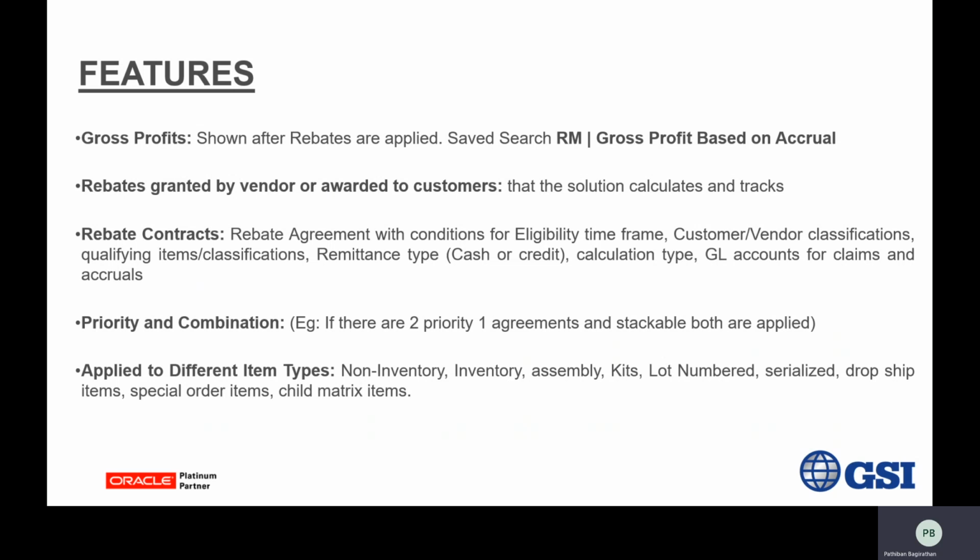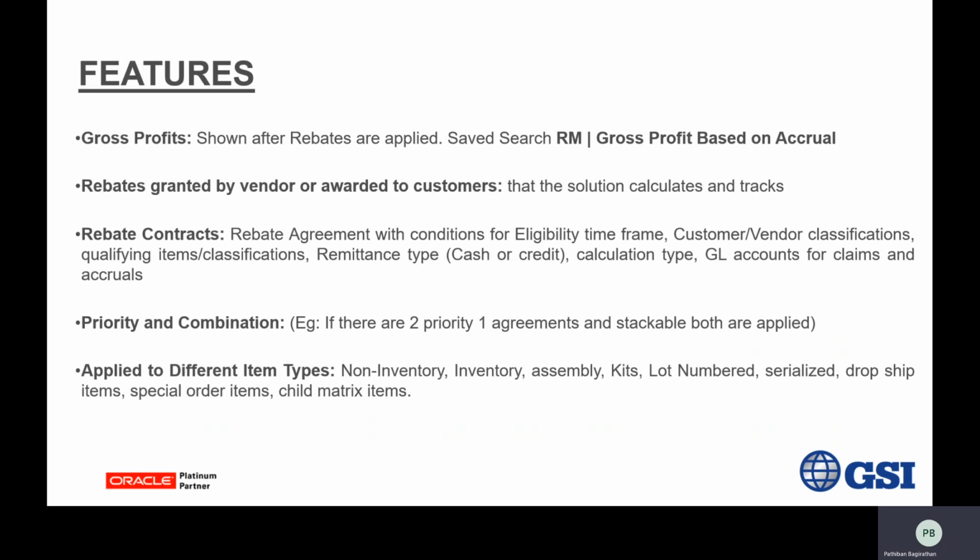Priority and combination: if there are two priorities and one agreement is priority 1 and the next agreement is priority 2, then the priority 1 is considered, okay? And if it's stackable and both are priority 1, then both are applied to that transaction line. So priority and combination is very critical when you set up the agreement.